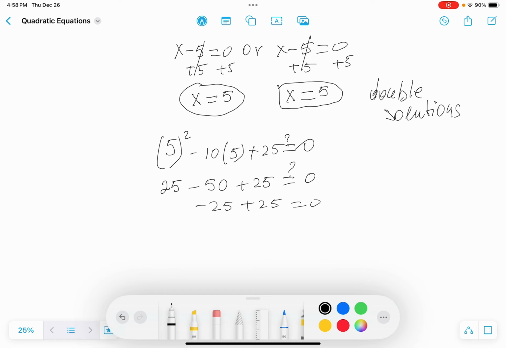Is that equal to 0? We don't know, we're going to check. Negative 25 plus 25 is 0 on the left side. Is 0 equal to 0? Yes. That means x equals 5 is the correct solution. And we don't need to try the second solution because both of them are the same, and we don't need to do the job twice.